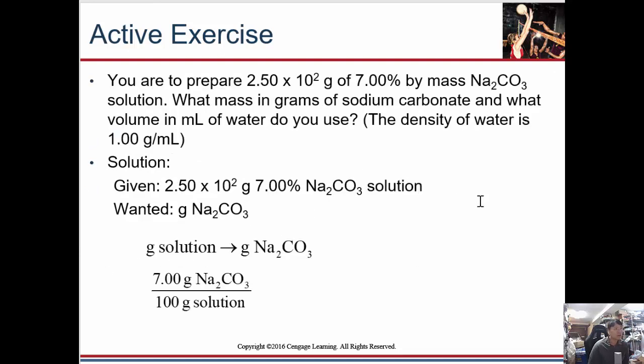You are to prepare 2.50 times 10 squared grams of 7.00% by mass sodium carbonate solution. What mass in grams of sodium carbonate and what volume in milliliters of water do you use? And so 250 grams of 7%. We know 7%, we convert percentage back into fractions. This would be 7.00 just by dividing by 100 rather than multiplying by 100. So we have 7.00 grams of sodium carbonate solute over 100 grams total. And we're going to use that as a conversion factor.